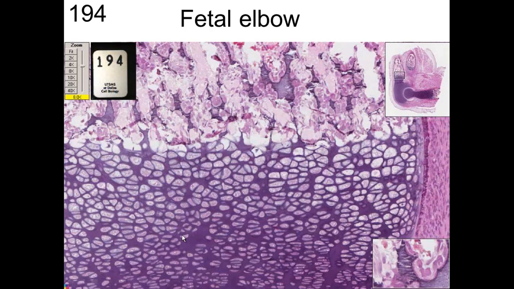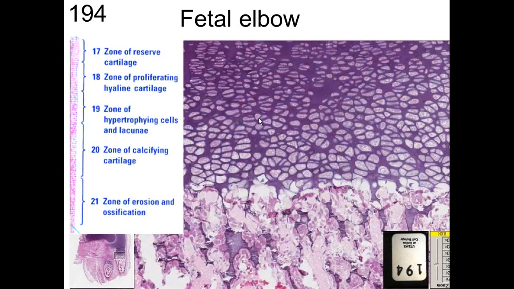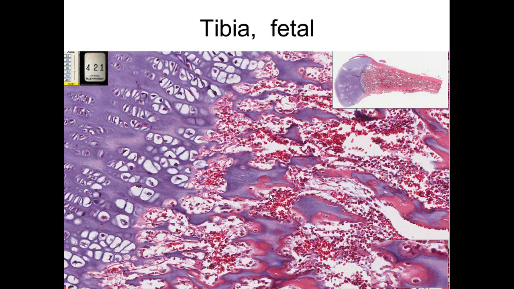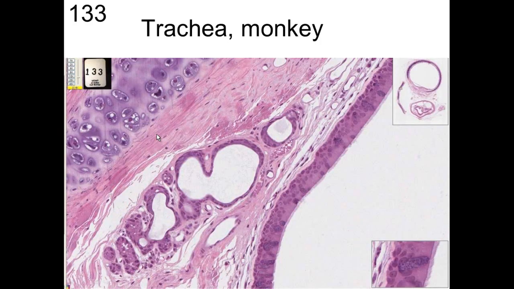Here we can see in the elbow the different layers of reserve, proliferation, hypertrophy, calcification, and erosion. As we can see there, these have been identified here: reserve, proliferation, hypertrophy, calcification, and zone of erosion. Here we see a fetal tibia, showing you where the primary spongiosa is, where you still have some cartilage core, but it's being replaced by this red bone. Bone marrow here, blue is the cartilage, and you can see the areas there of hypertrophy, for example.